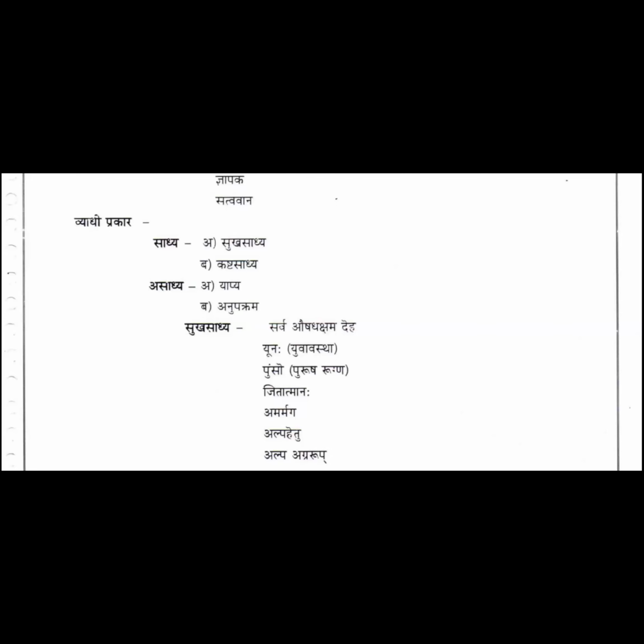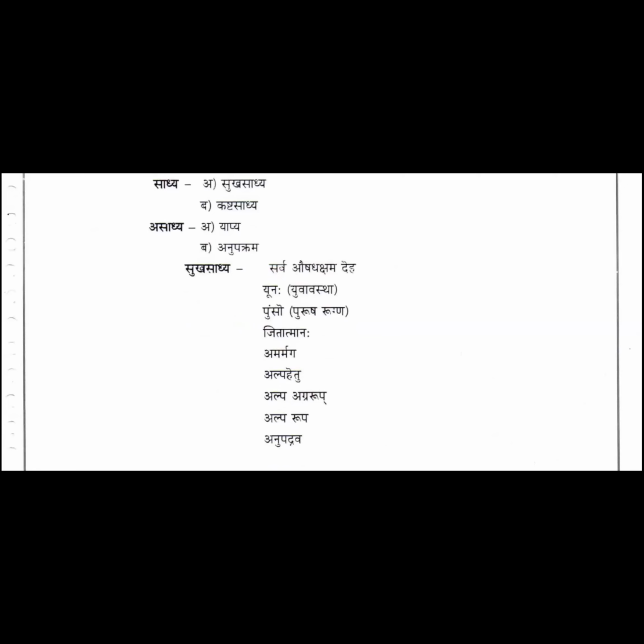We have the detailed explanation of this in Charaka Sutra Sthana, but here it is given in simple words. Sukha Sadhya means, remember: Sarva Aushadha Kshame Dehe, Yunaha meaning in Yuva Avastha, then Pumso, Purusha, Rugna, then Jitatmana person. Amarmaga means if it is in Marmasthana, it will not become Sukha Sadhya. If it is Amarmaga, Alpa Hetu, Alpa Purvarupa, Alpa Rupa, Anupadrava or Alpa Upadrava, all these are Sukha Sadhya. So wherever Alpa comes or Amarmaga, all these lakshanas are seen in Sukha Sadhya Vyadhis.